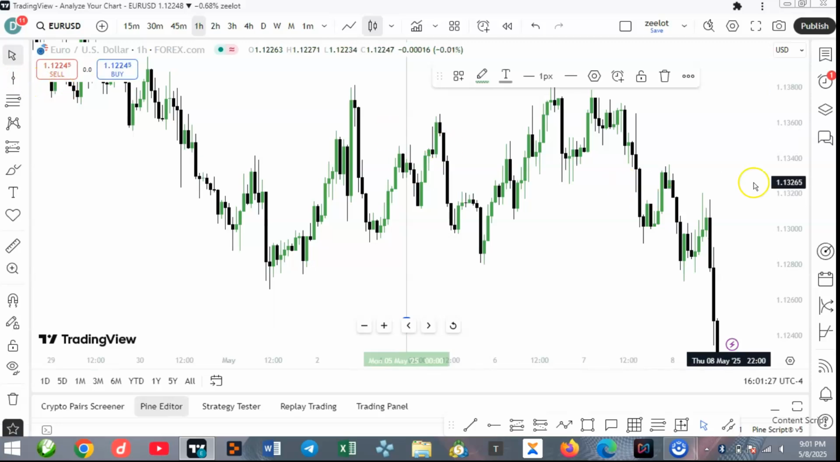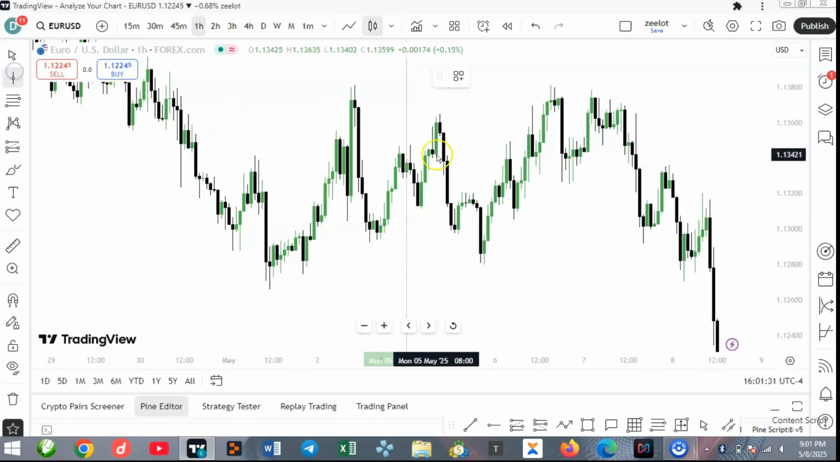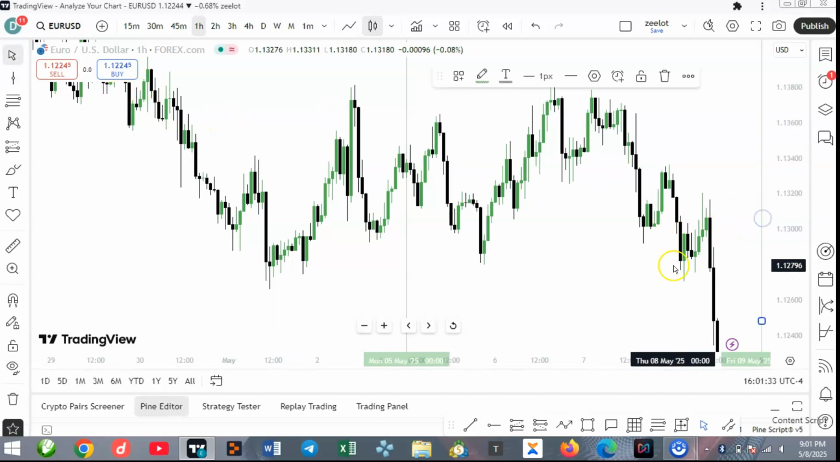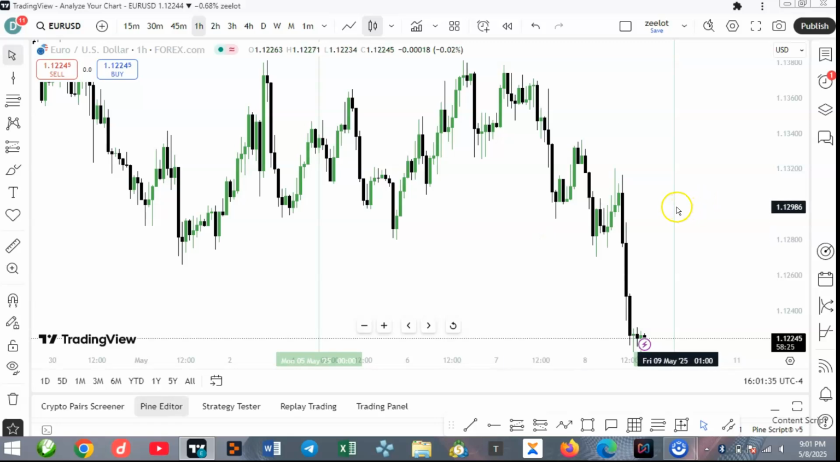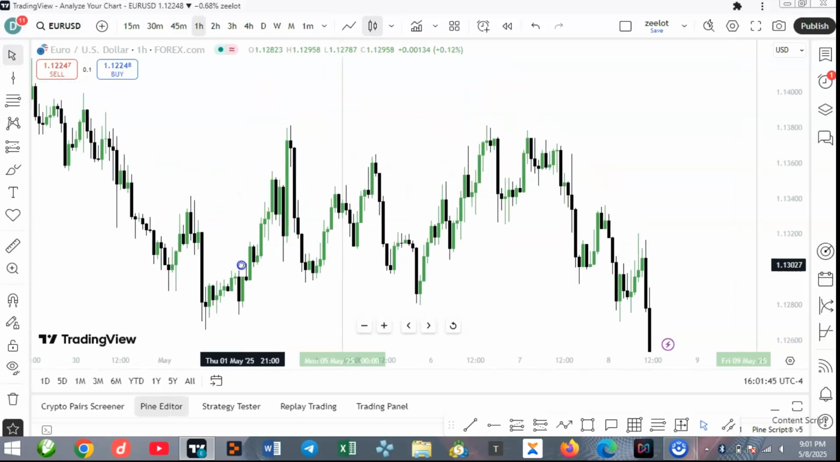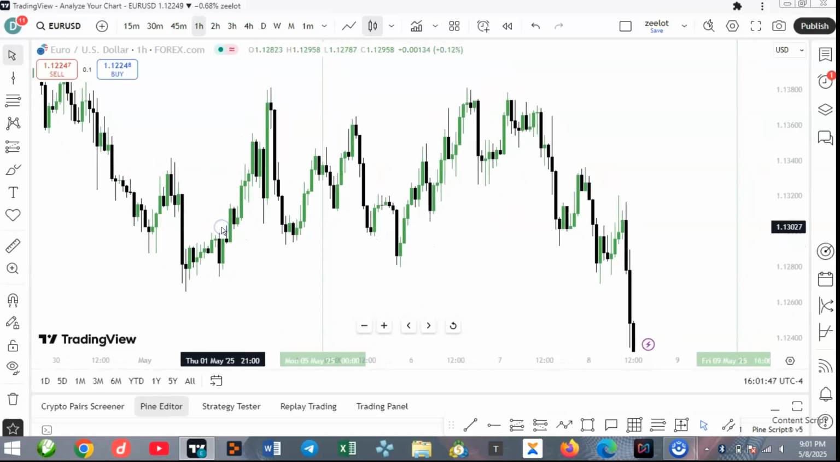To Friday, when the market closes, Monday to Friday. This is when the market will close, and this is when the market opens from here. Then I now look for liquidity. I'll mark out my liquidity.